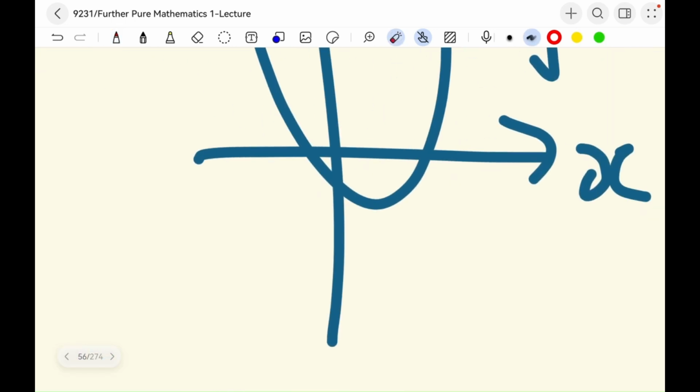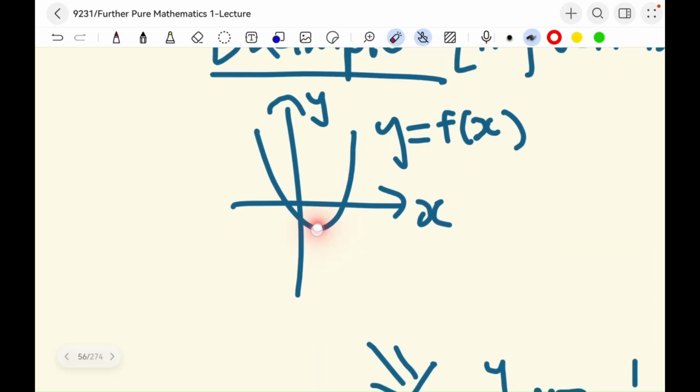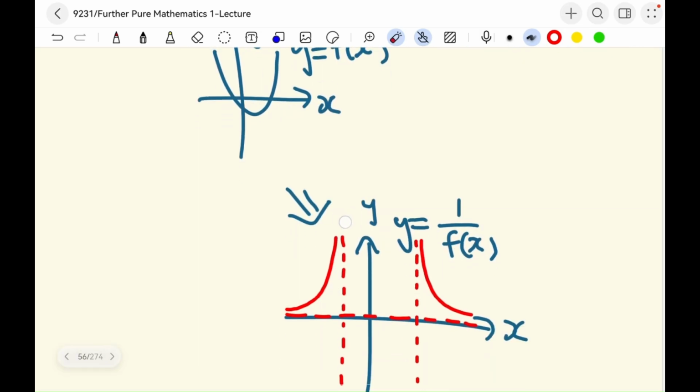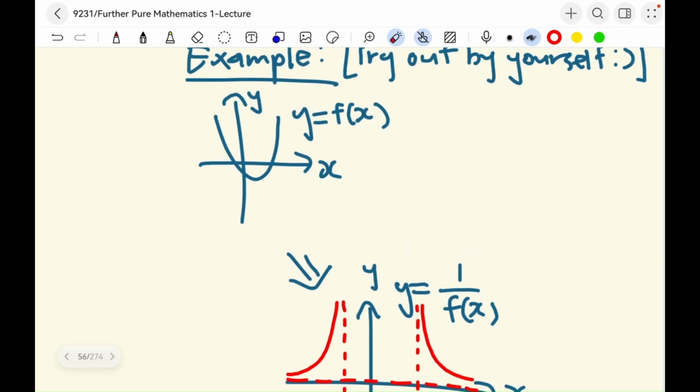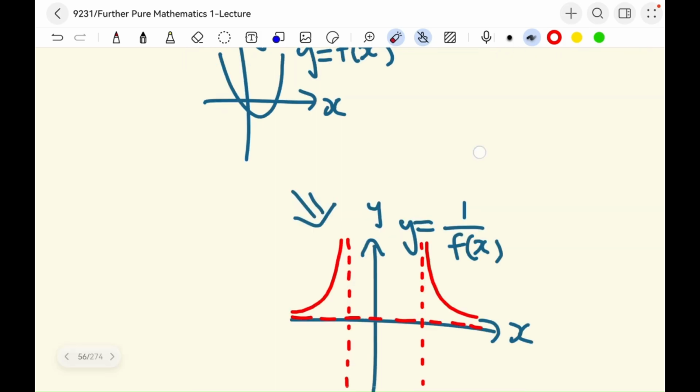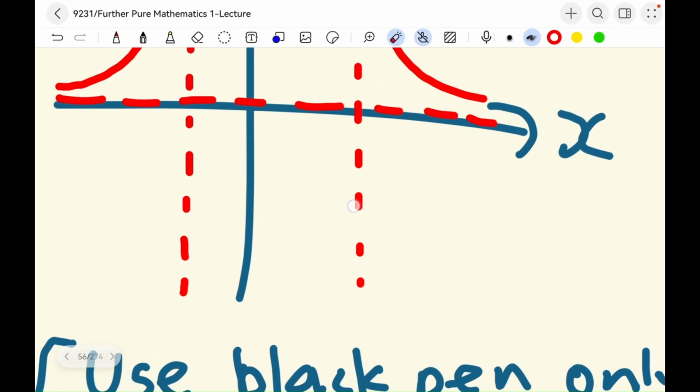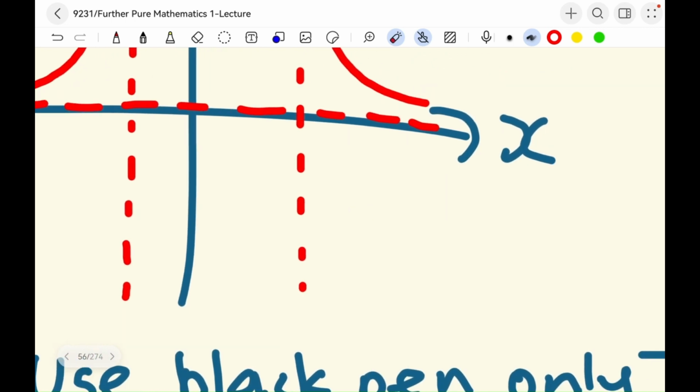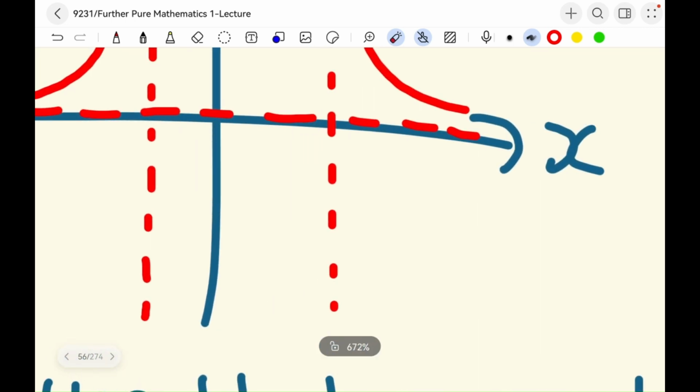So for the quadratic function, its reciprocal has the stationary point or the turning point. Does this turning point change even in its reciprocal? Yes, it does change, because the y has changed to 1 over f(x) already. So the x doesn't change, but the y changes because of the different function.